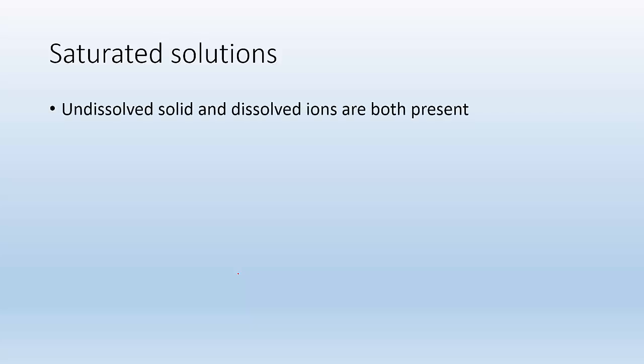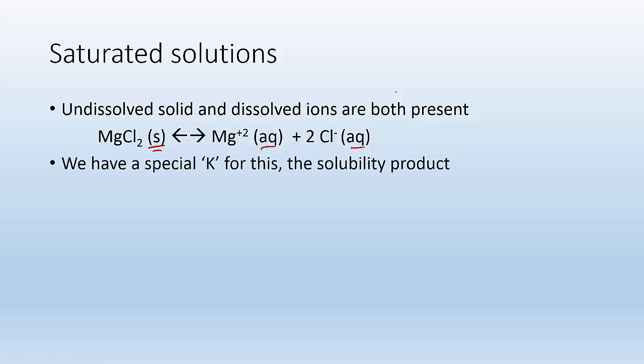Saturated solutions. Well, what's with them? All right, so undissolved solid and dissolved ions are both present. So we can get something like this. We got magnesium chloride solid in solution with the ions also being present. Both of them have to be present in order for an equilibrium. So we have a special K for this. We call it the solubility product.